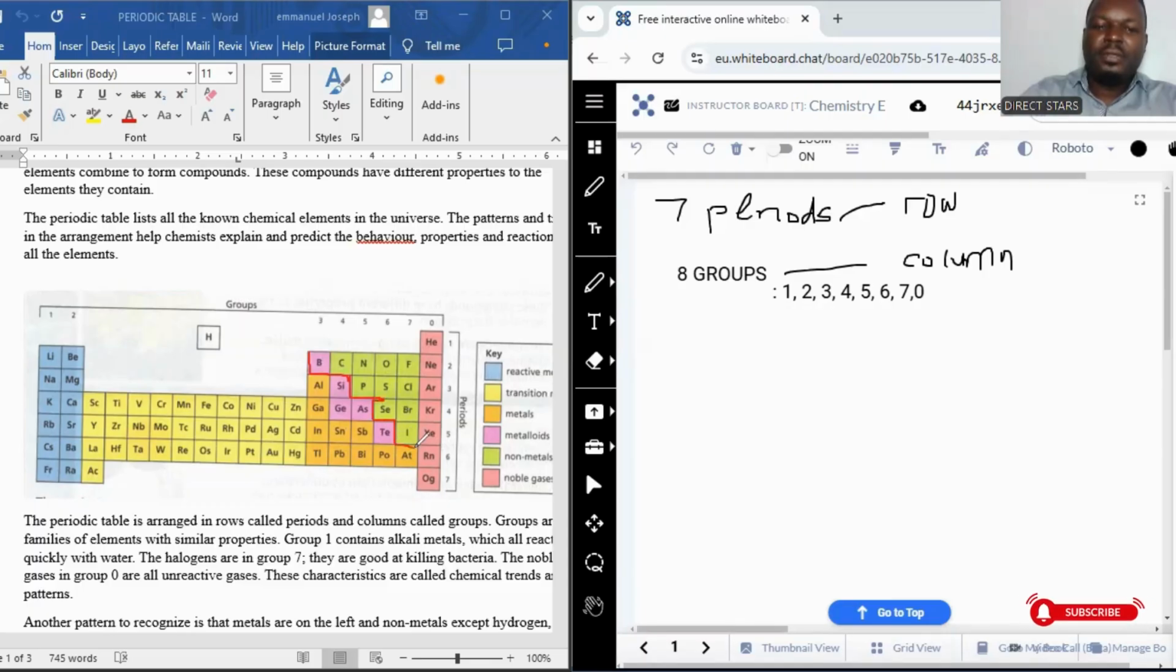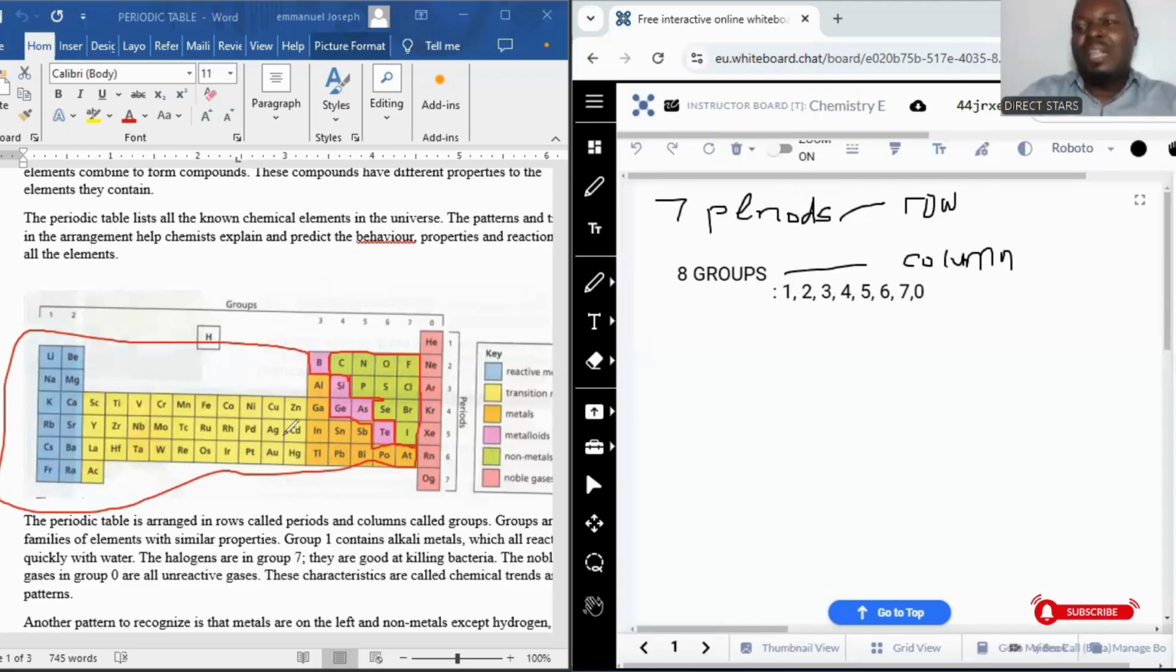These are your non-metals, from this point to this point. You can see we have very few non-metals. We have more metals. Metals cover all the way to this region. Everything here are metals. From here to this point are all metals. So it simply means that over 75% of the elements you can find on the periodic table are metals.